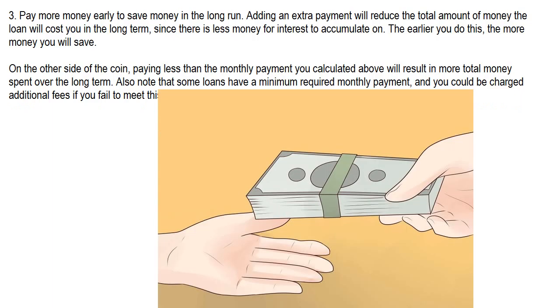3. Pay more money early to save money in the long run. Adding an extra payment will reduce the total amount of money the loan will cost you in the long term, since there is less money for interest to accumulate on. The earlier you do this, the more money you will save. On the other side of the coin, paying less than the monthly payment you calculated above will result in more total money spent over the long term. Also note that some loans have a minimum required monthly payment, and you could be charged additional fees if you fail to meet this.